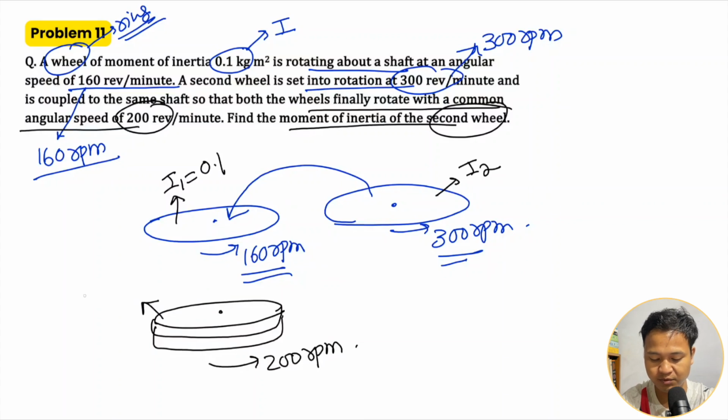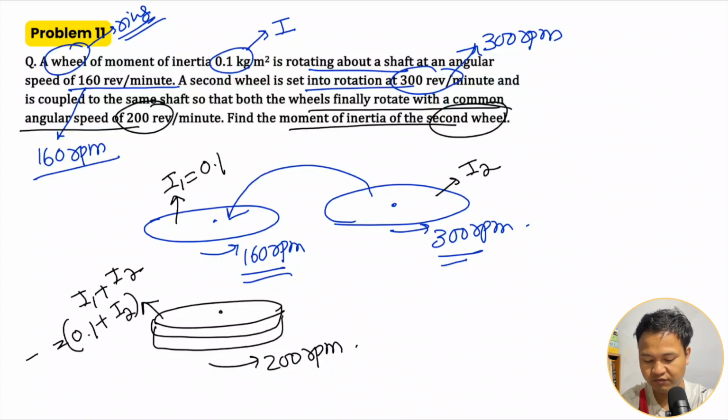Now the final moment of inertia is I1 plus I2, that is, 0.1 plus I2. So the final moment of inertia. Now momentum is conserved, so L initial equals L final.